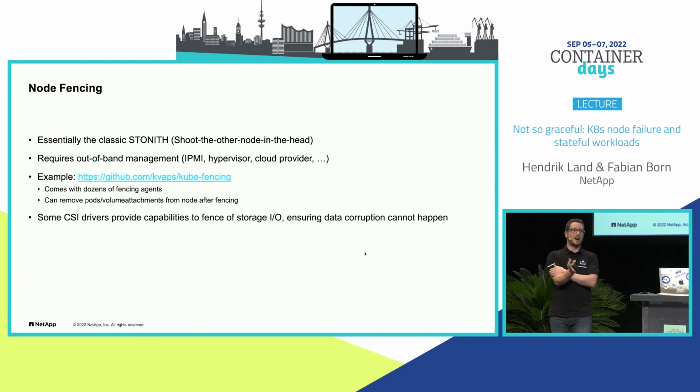So IPMI on a physical server, some baseband controller on the physical server, a connection to your VMware to shut down the VM, a connection to your cloud provider to shut down a compute instance, those kinds of things, right? And that actually automatically makes sure the node is down, so you don't have to do it manually. And then after that, it can also evict all the pods from that node if you want.